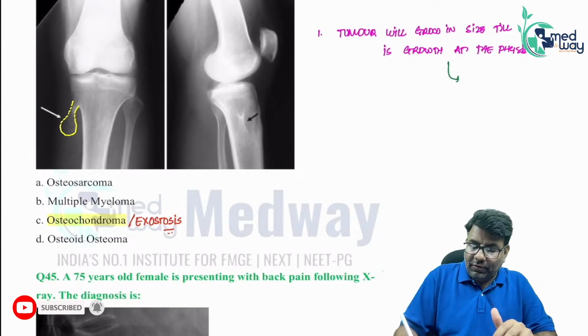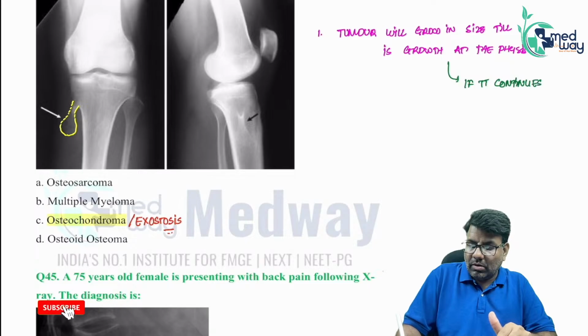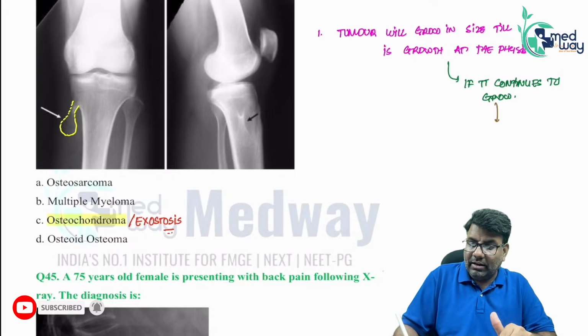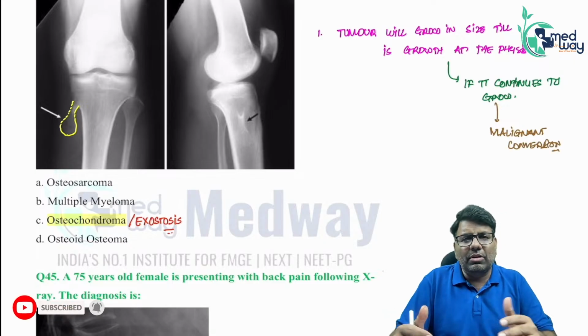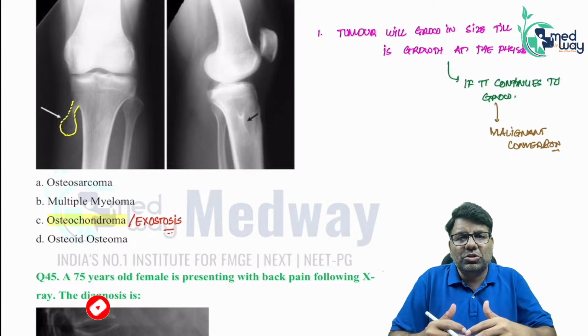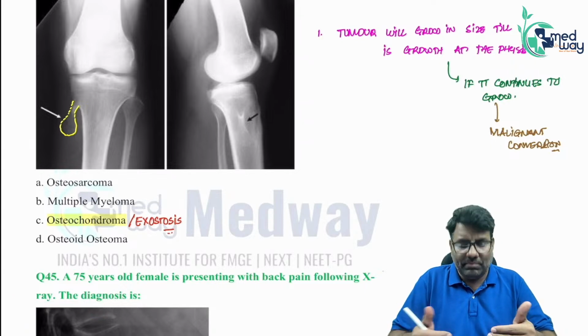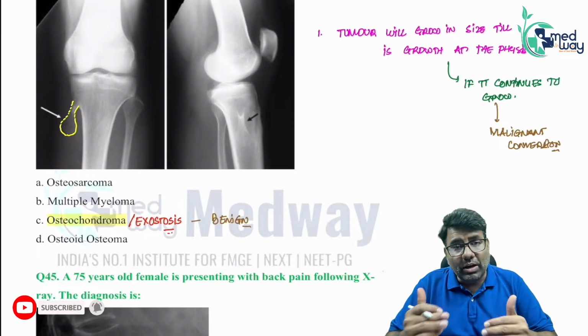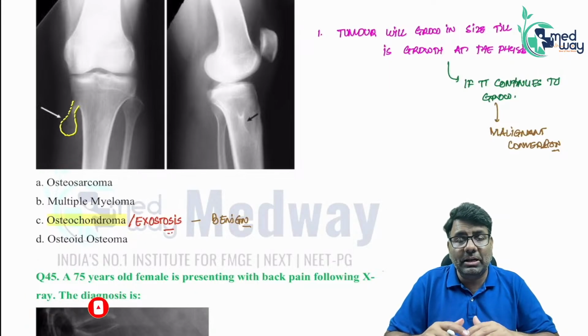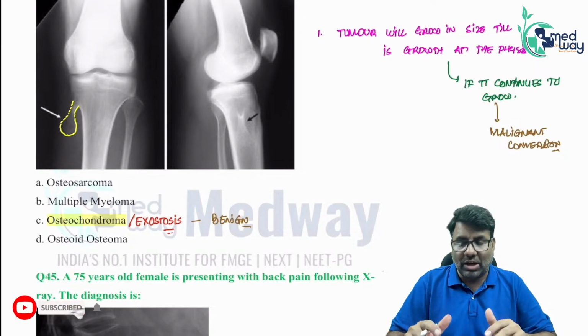But if it continues to grow beyond this point, you can think of malignant conversion, because this entity is usually benign. And if you remember, in one of the points I told you, the most common benign tumor of bone is osteochondroma. So this is usually benign, but if it continues to grow in size beyond the period of skeletal maturity, you should suspect now there is malignant conversion to chondrosarcoma.